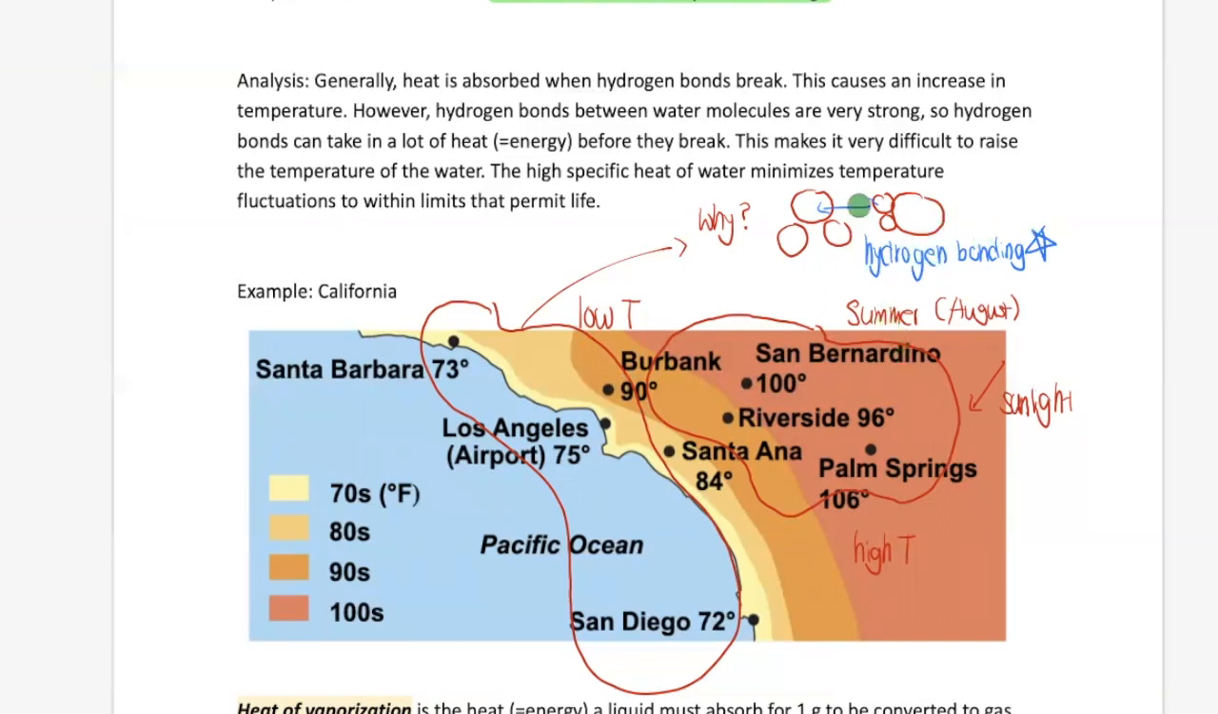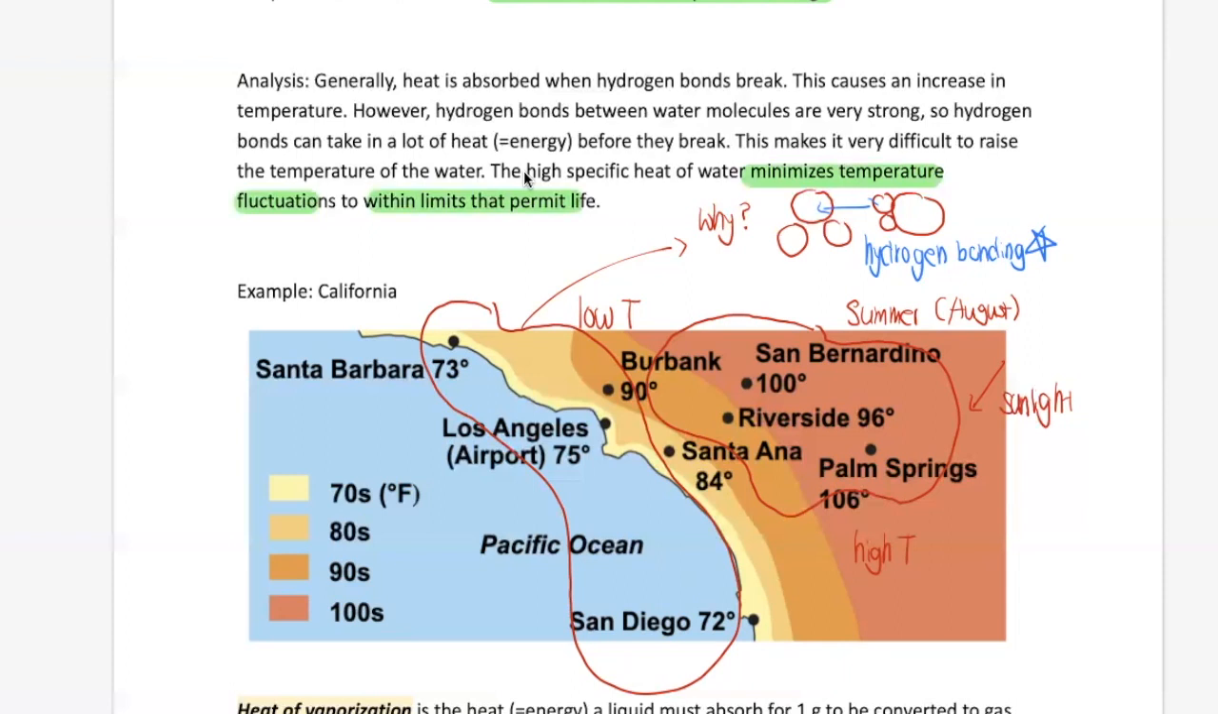The high specific heat of water is important because it minimizes temperature changes or fluctuations within the limits that permits life. So let's say, for example, any living thing is based on a liquid substance that is very prone to temperature fluctuations. It means that during summer, our temperature might go up to 50 degrees Celsius due to excessive heat, which will pretty much cause significant damage to all of our cells and essentially, in the end, make us die.